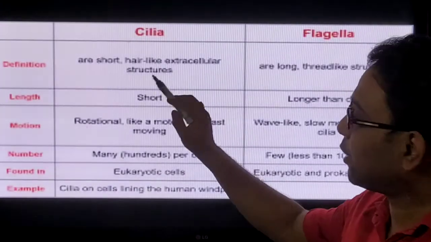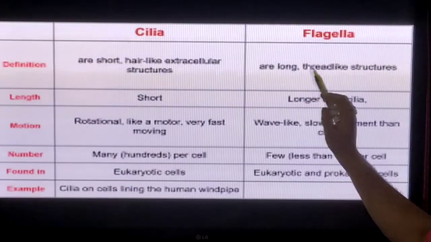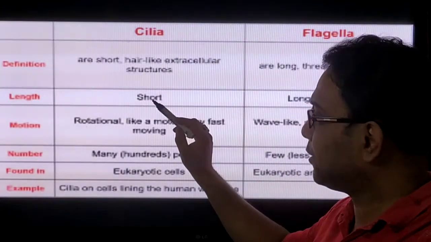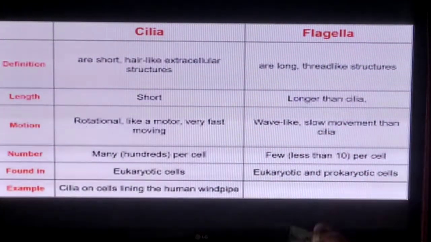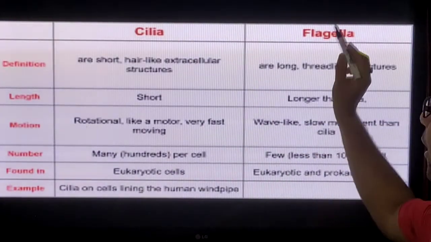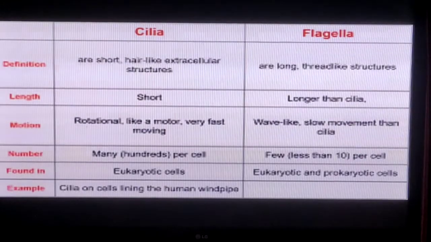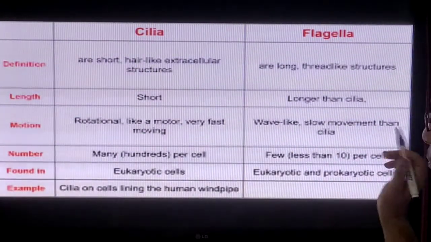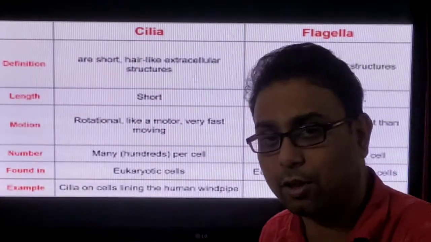So cilia is a short hair-like structure, flagella are long structures. The length of the cilia is short and flagella is larger. Most importantly, cilia are generally present in the eukaryotic cell, and flagella are generally present in the prokaryotic cell, and some eukaryotic cells also have them.